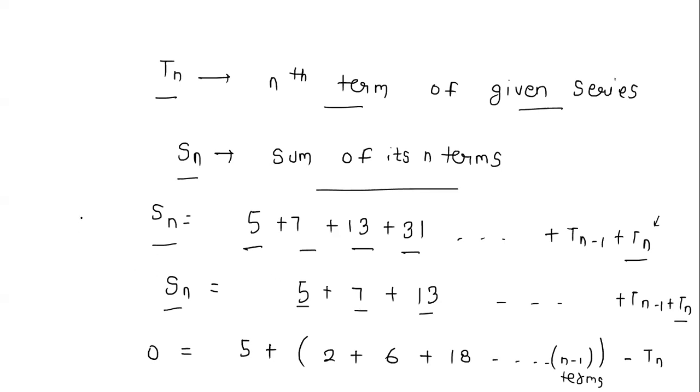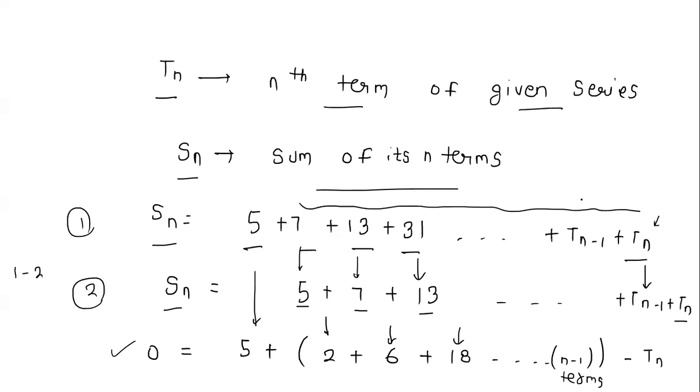So now you take the difference. Let's say this is equation 1, this is equation 2. Now you can do 1 minus 2. On the left hand side, Sn minus Sn becomes 0. Here it will be 5, then 7 minus 5 is 2, 13 minus 7 is 6, 31 minus 13 is 18. And at the end, Tn minus Tn minus 1, which is also a term of the GP. From 7 to Tn there are total n minus 1 terms. So 2 plus 6 plus 18 has n minus 1 terms in total, and at the end 0 minus Tn will remain, minus Tn.